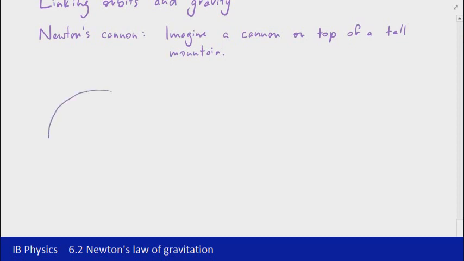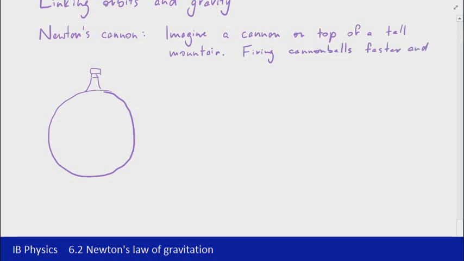And so here's our Earth with a tall mountain at the top of it, and on top of that is going to be positioned our cannon. And obviously a cannon fires cannonballs. And so the cannon is actually going to fire cannonballs faster and faster. And if you think about what happens with cannonballs, once they've been fired, they're going to fall towards the Earth.